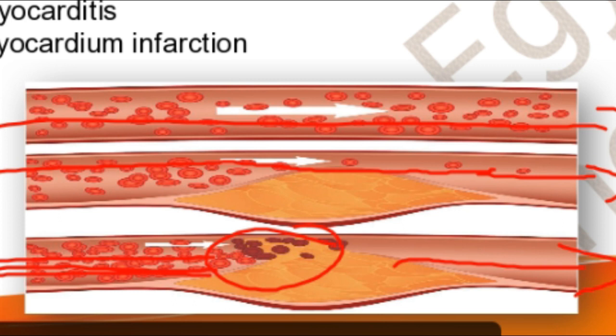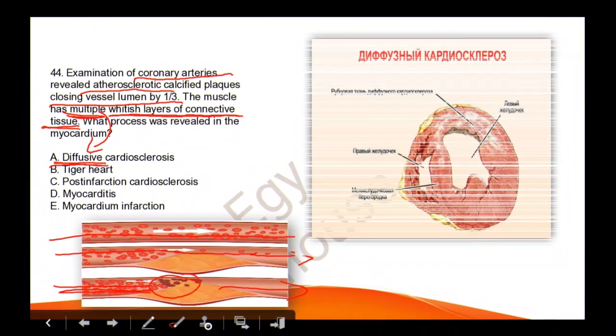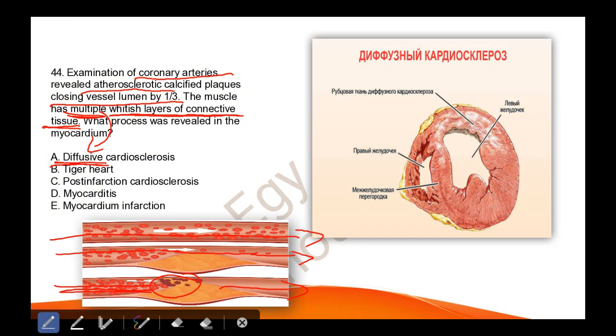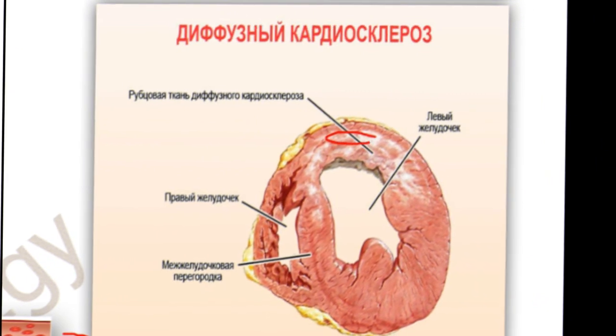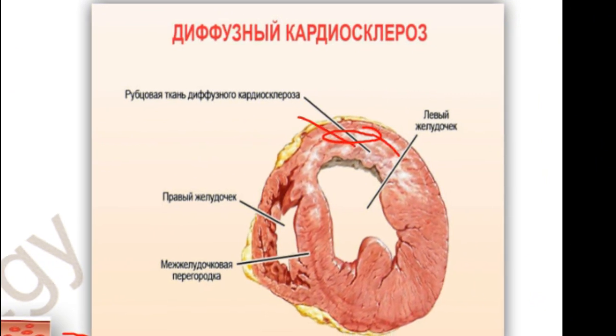But here we have multiple whitish layers of connective tissue. These layers of connective tissue are hardened collagen fibers that accumulate in the heart tissue because of the lack of blood flow. This is an ischemic heart disease.